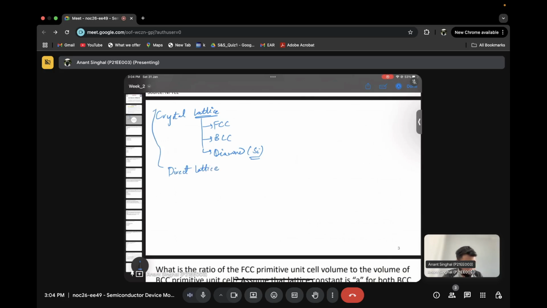By direct lattice, what do we mean? Let's say we have a cube and we have atoms. For FCC, we know that we have atoms at all the corners, and then atoms at all the faces. So this is what we studied about the direct lattice. If we do a Fourier transform of the direct lattice, that is from the time domain to the frequency domain, this is what we call the reciprocal lattice.